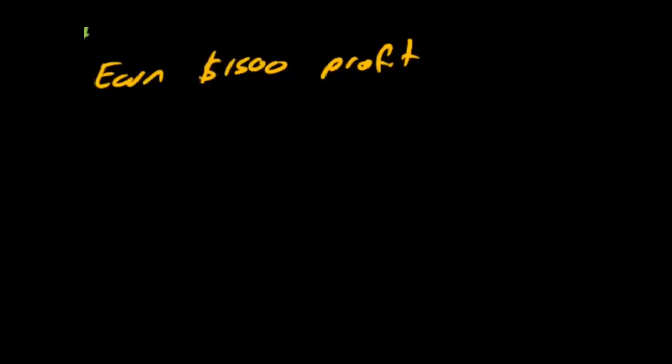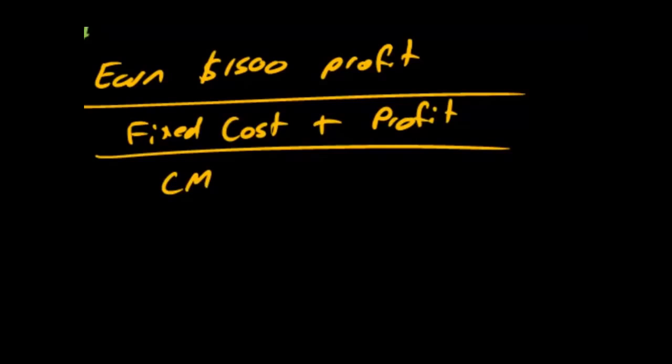Now, to figure out how many units we need to earn $1,500, we just use a very simple formula. Just as we did the break even point, except now we've got to use our contribution margin per unit, not only to cover fixed costs, but also to cover this $1,500 profit. So it's just going to be our fixed cost plus the profit we want to earn divided by the contribution margin per unit, which in this case we said was $15.